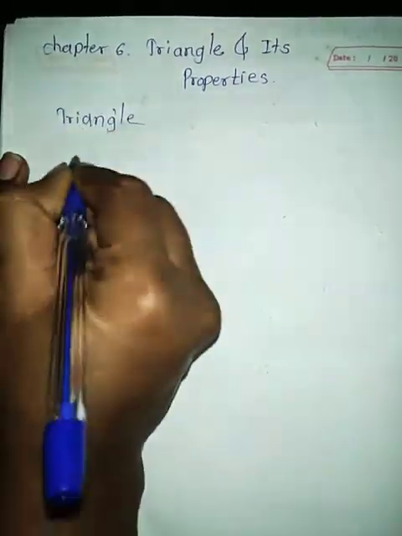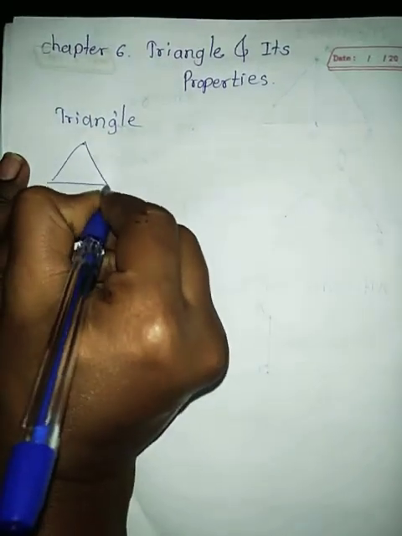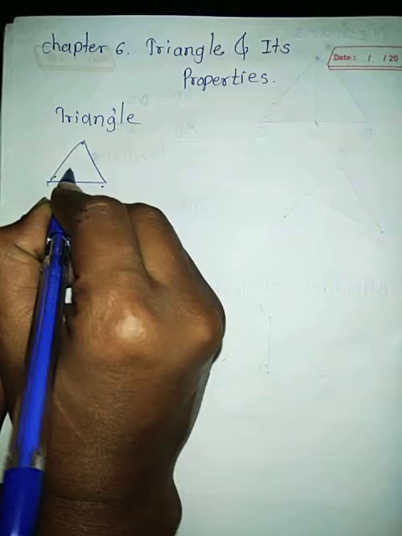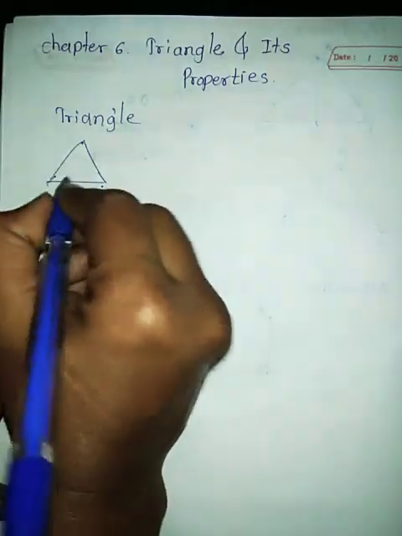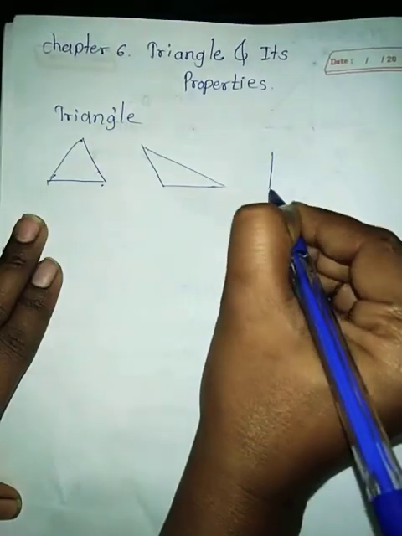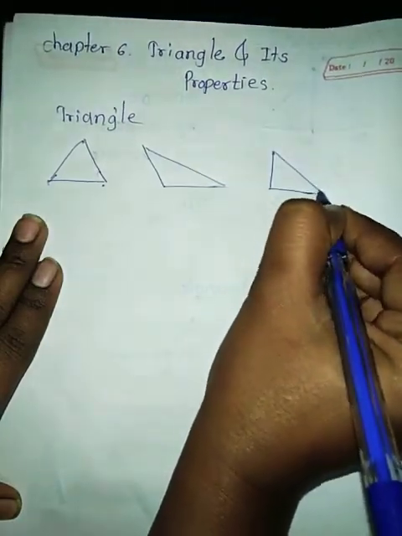A triangle is nothing but a closed shape which has three sides, three vertices and three angles. Now the triangles can be like this, like this and like this.